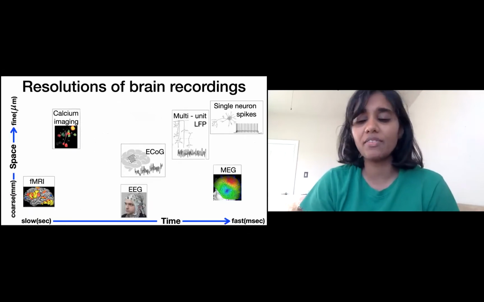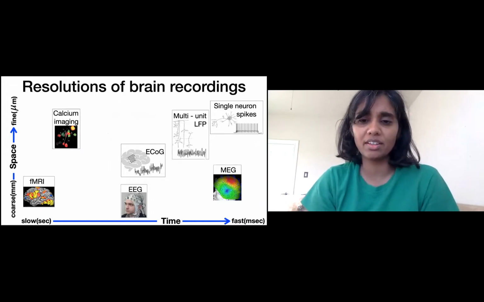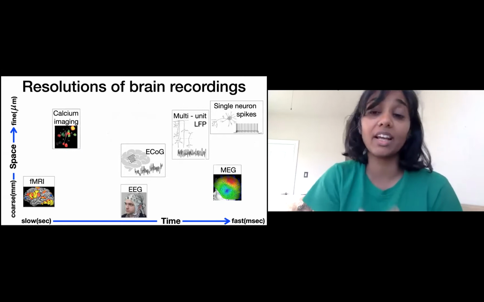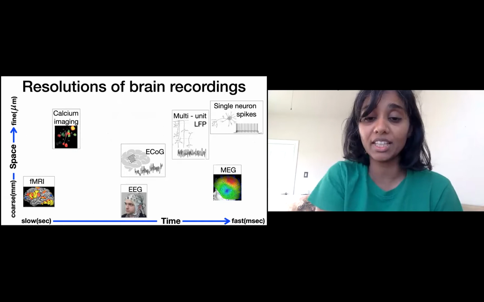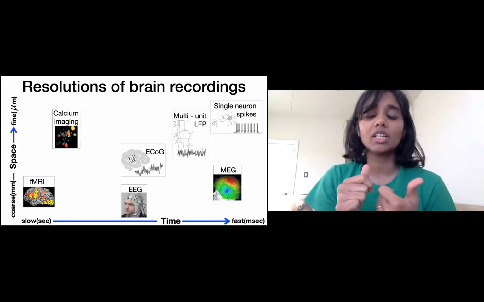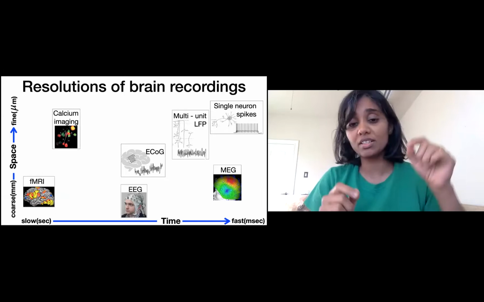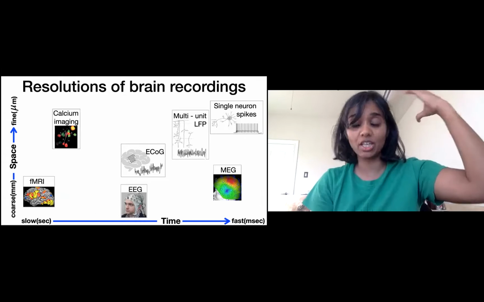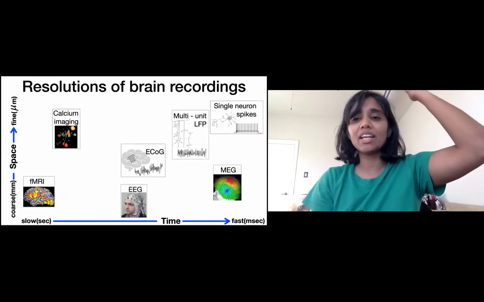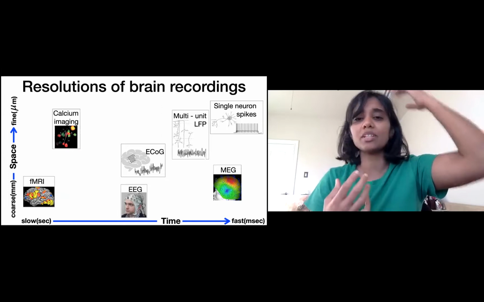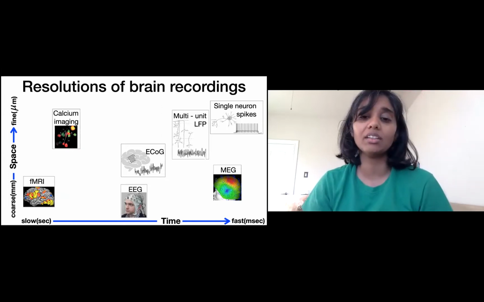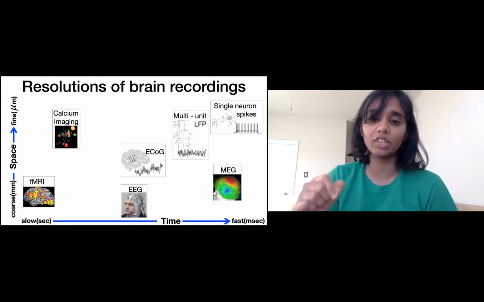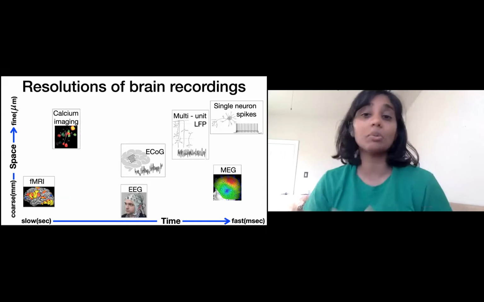I think Joe will talk more about resolutions and all these different types of data. I just want to highlight that the data I'm using in this project is bang in the middle, ECoG. It has very good spatial resolution. EEG, which is on my scalp, is contaminated by my muscle movements and eye movements. ECoG is far more precise. You know exactly what location you're getting it from. And in time, it has millisecond resolution.